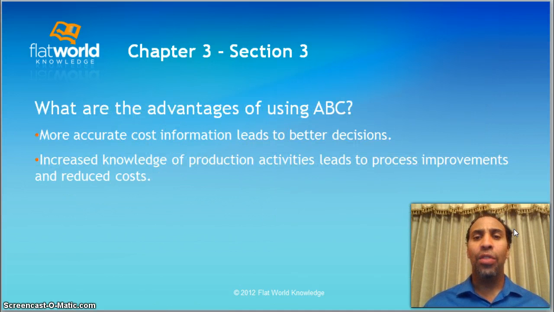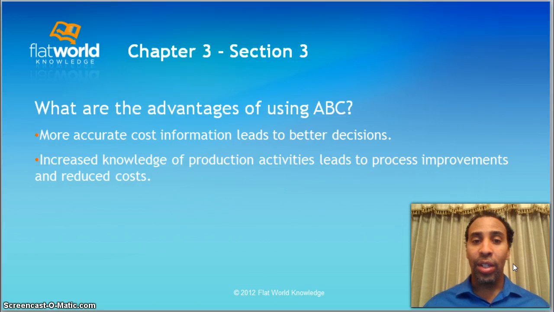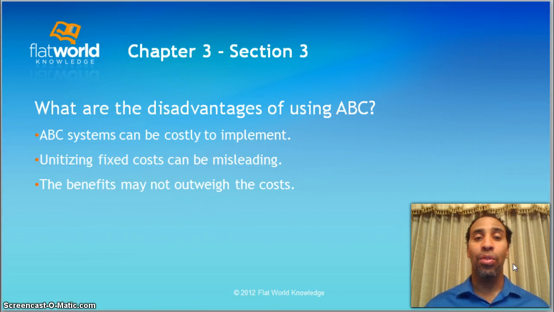So what are the advantages of using activity-based costing? You have more accurate cost information, which leads to better decisions, right? So if I were to go back to that, knowing this leads to better decisions. Increased knowledge of production activities leads to process improvements and reduced costs, and that's what we want to do in business and utilize managerial accounting to do: to improve processes and reduce our costs.